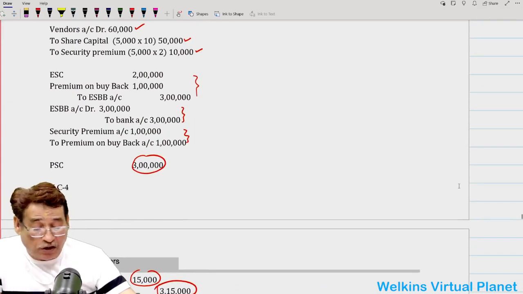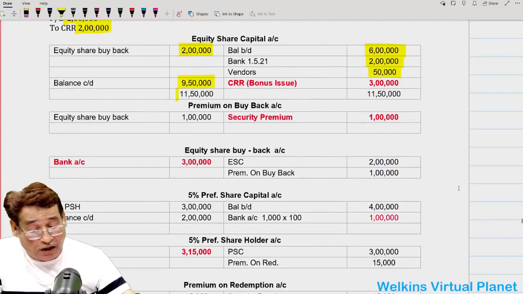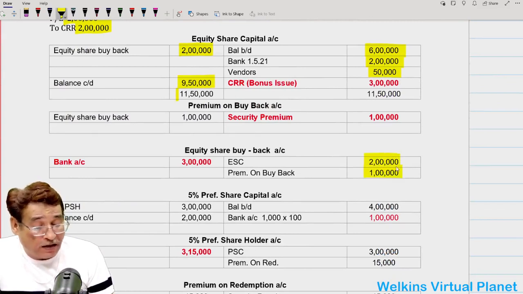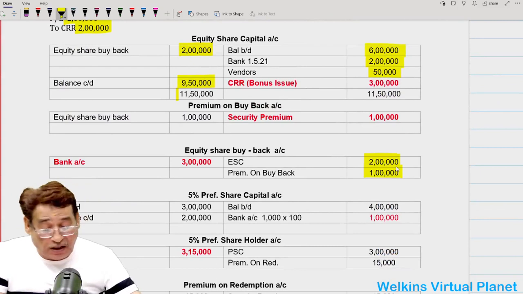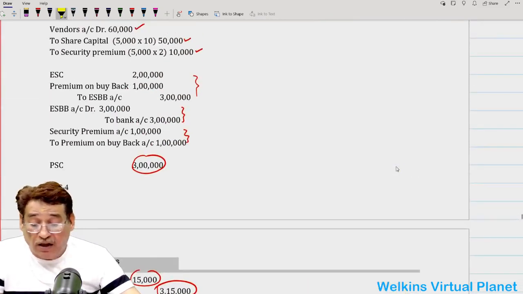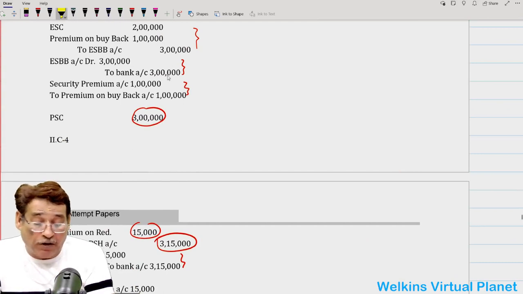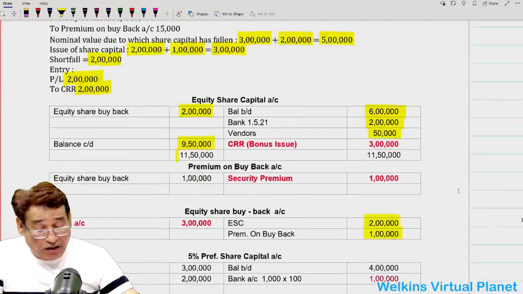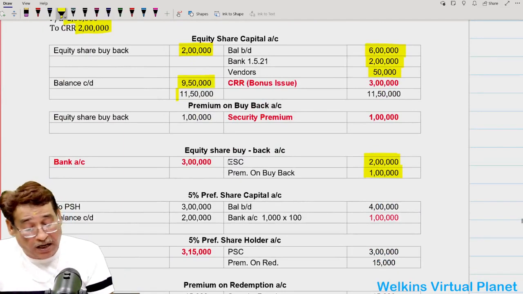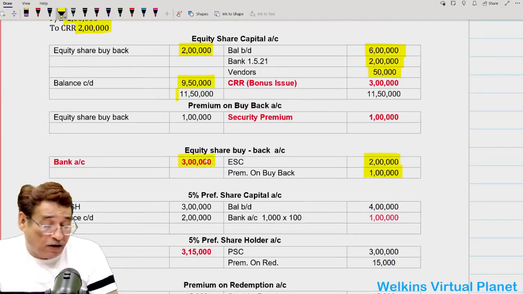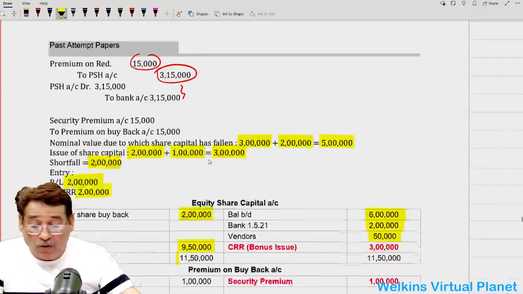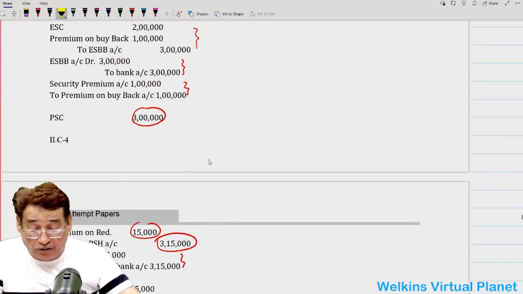And in the equity share buyback account, I have written here 2 lakh and 1 lakh. This is your first entry which I have passed, correct? As far as the second entry is concerned, equity share buyback account debit to bank account. Now in the equity share buyback account, I have written to bank 3 lakh, correct. Equity share buyback account debit to bank. So this entry is over because we are not preparing the bank account.